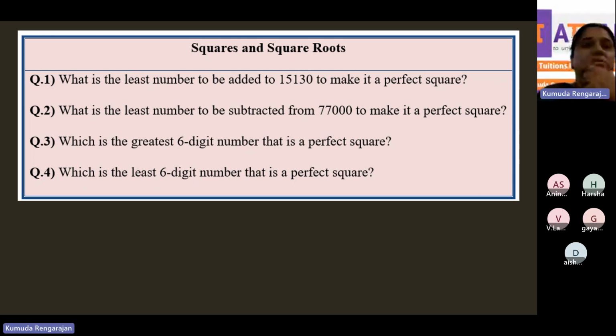Then the question is not meaningful, no? 0. If it's already a perfect square, 0 is to be added.